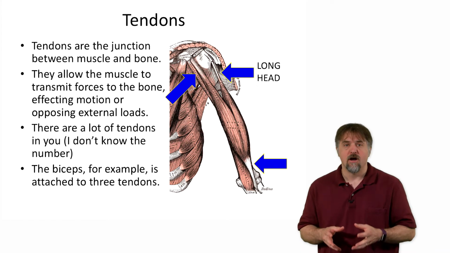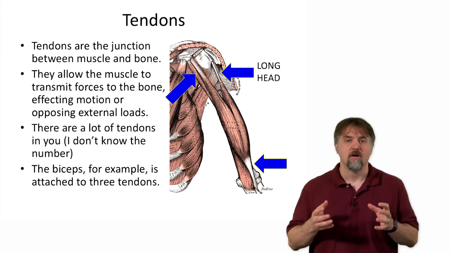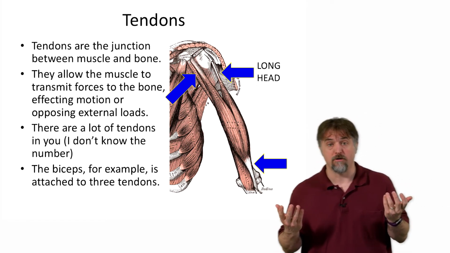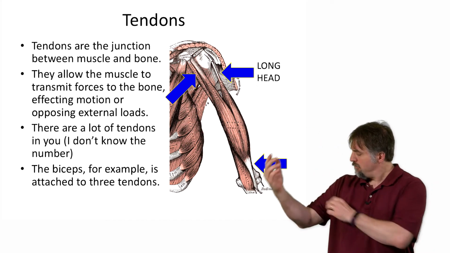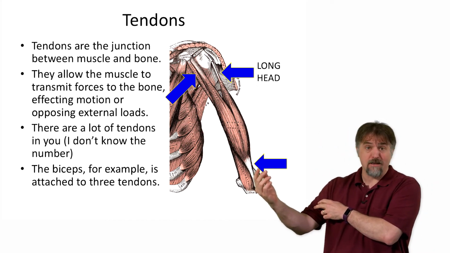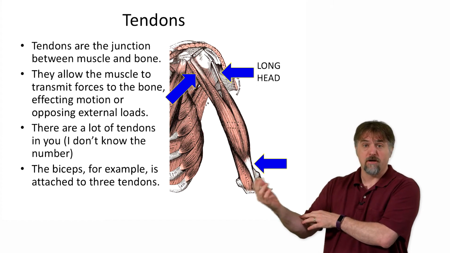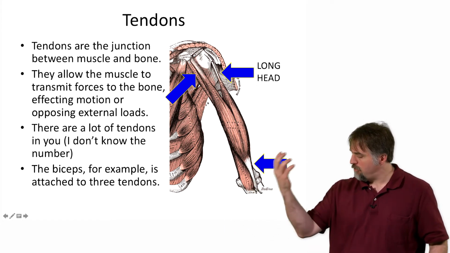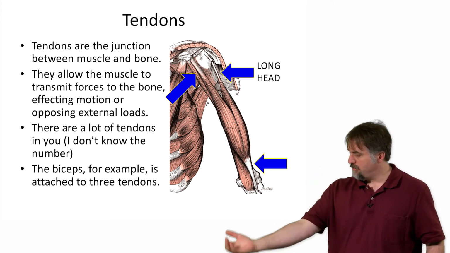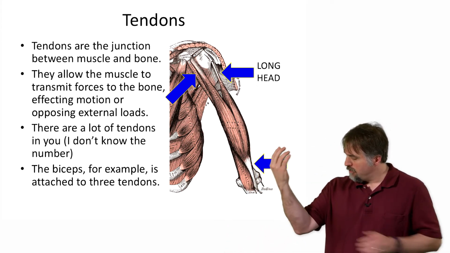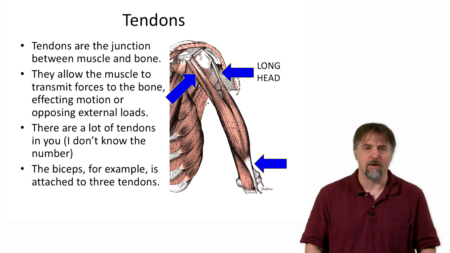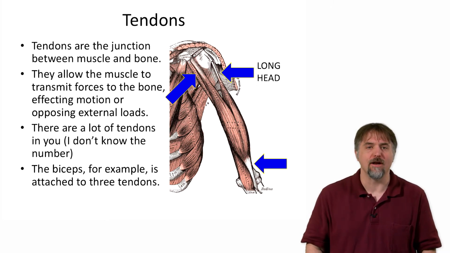All right, so tendons are the junction between muscle and bone. They allow your muscles to transmit forces to your bone, thus affecting motion and opposing external loads. If I bend my arm, my bicep contracts. That doesn't do anything unless it moves the bone, right? So the biceps here is attached down here to the bone, and it pulls on the bone and allows my arm to move, right? And in case you're wondering, I can make it move especially slowly by using my triceps to resist it. We'll talk more about that later on if we get excited. Maybe I'll do a demo in class if I want to. It's kind of fun.